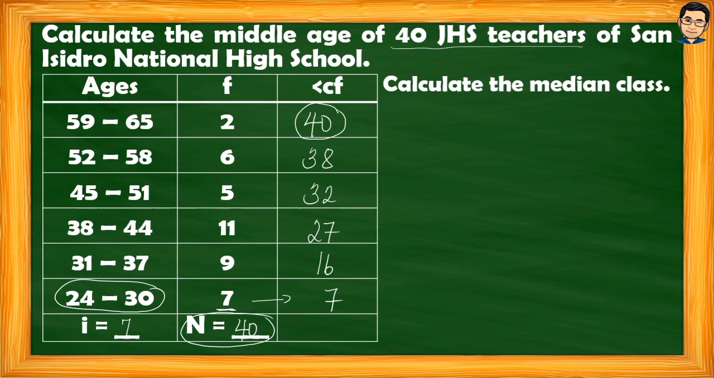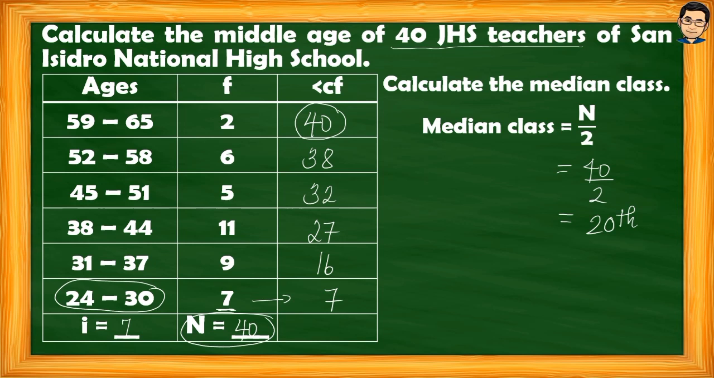Okay, so para hanapin yung median class natin, yung N po na 40, i-divide natin sa 2. So location muna nung median class natin. Yung N natin is 40, i-divide natin sa 2, and that is 20. So, located po yung median natin dun sa 20th score. Yung 20th score po natin ang magsisilbing median natin dyan. Saan located yung 20th score na yan?